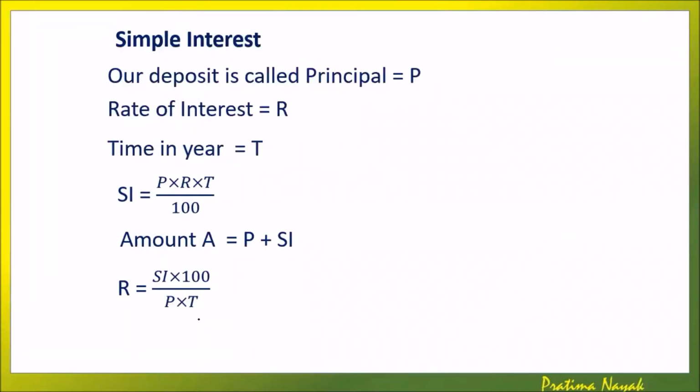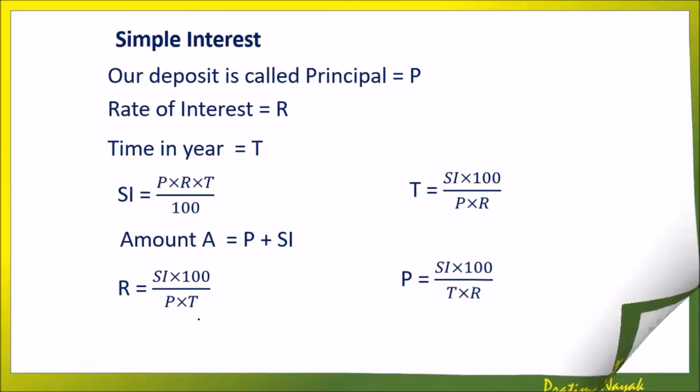Then your rate of interest can be calculated by SI multiplied by 100 by principal into time. In the same way, you can calculate time by SI multiplied by 100 by P into R. Similarly, principal can be calculated by SI multiplied by 100 by T into R.